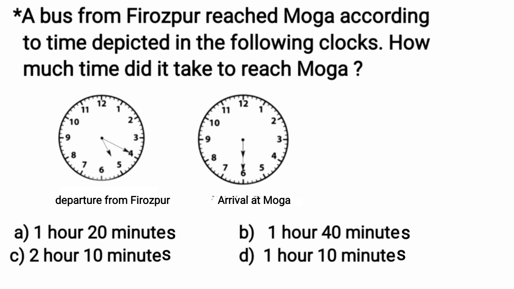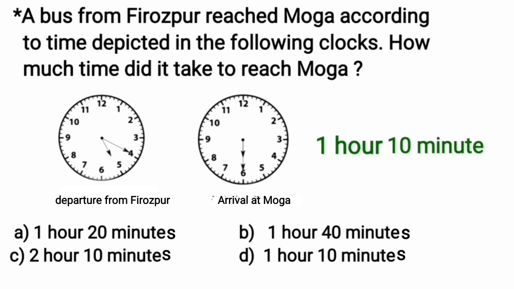So children, to calculate the time taken by the bus to reach Moga, we will see both clocks carefully. Children, in the first clock, the timing is 5:20. In this way, by reaching 6:20, it will take the time of 1 hour. In this way, there are 10 minutes more. So, it becomes 10 minutes.